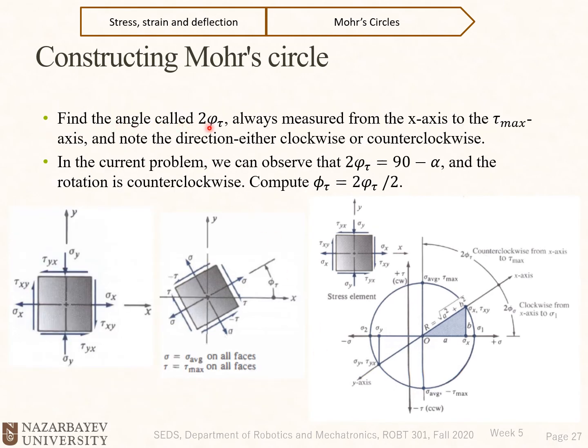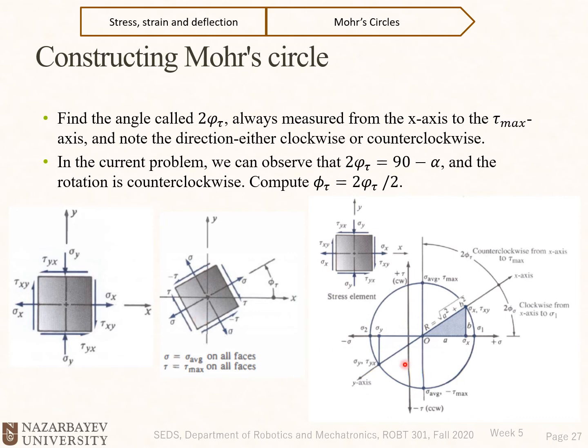We can find the angle called 2 theta, always measured from the x-axis to the tau axis, and note the direction, either clockwise or counterclockwise. We could rotate it to either side, and it doesn't matter. If we rotate it counterclockwise, we need to rotate our element counterclockwise. In the current problem, 2 theta is equal to 90 minus alpha, and the rotation is counterclockwise.